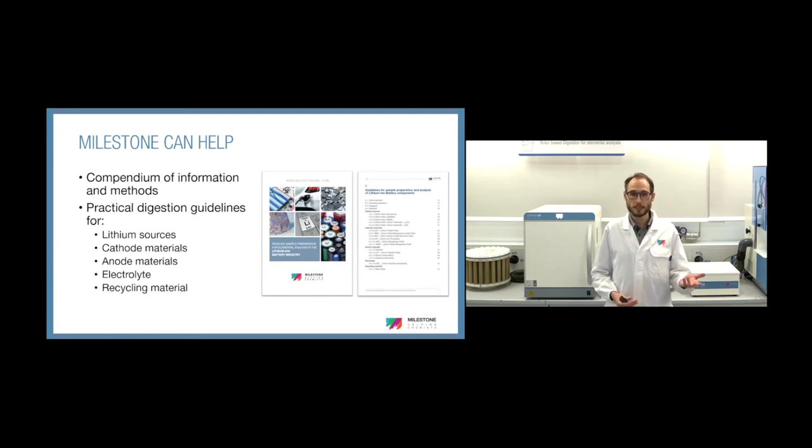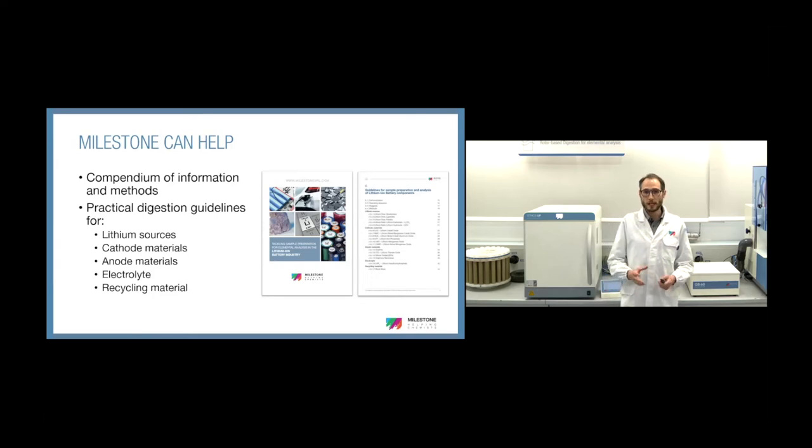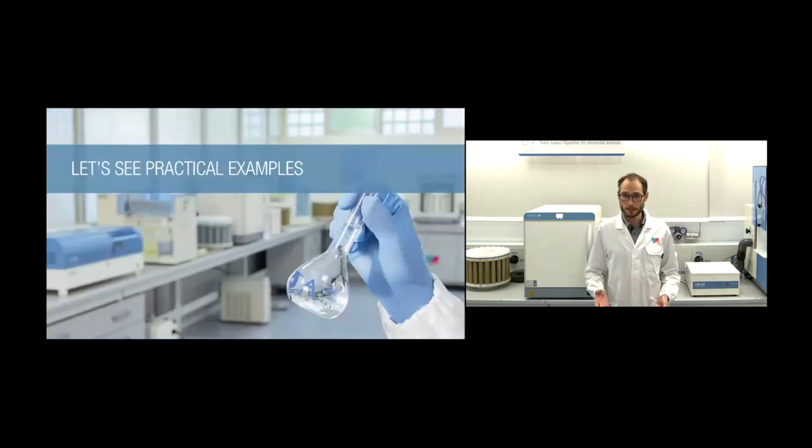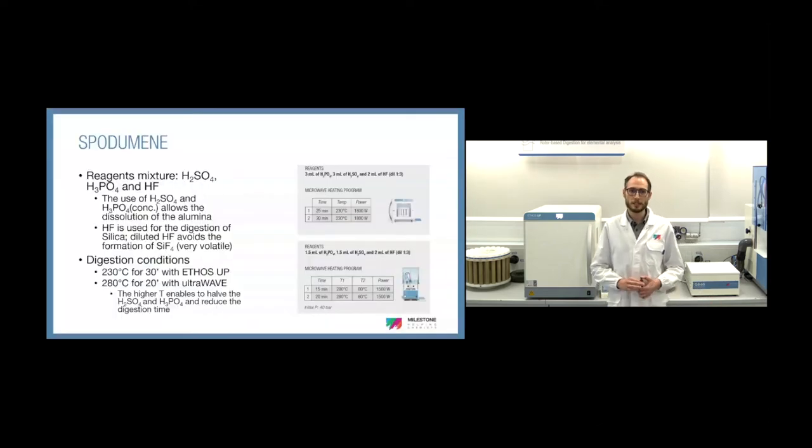And we made this compendium, we made this book where you can find different application guidelines that can help you to completely dissolve your sample, to prepare the sample for the analysis. I collected just a few examples that you can find in the book, just to give you an idea about the applications that you can find. And we start from this material, that is a raw material, spodumene. This is a rock powder, and most of you know what spodumene is.